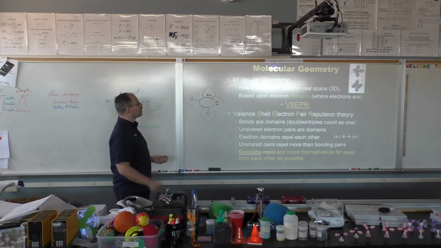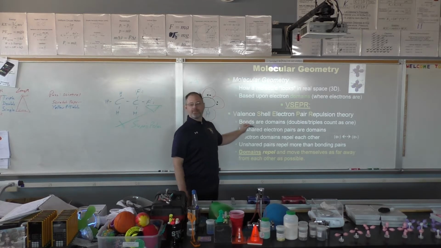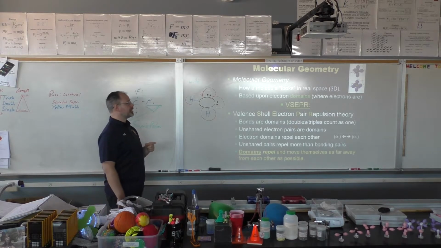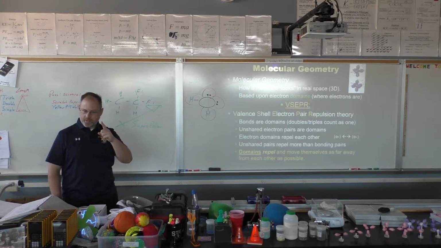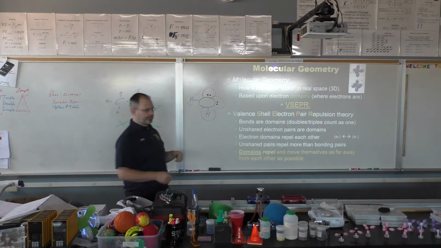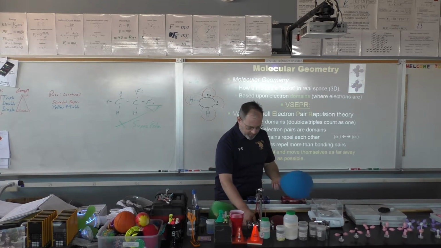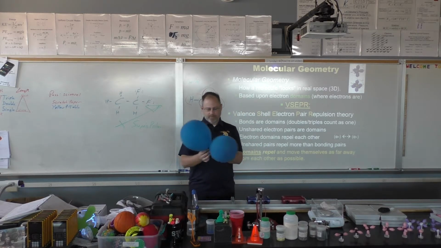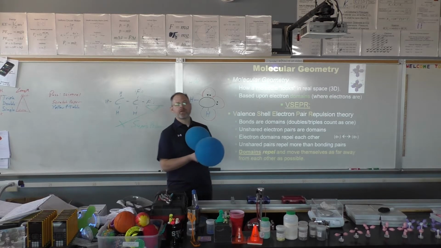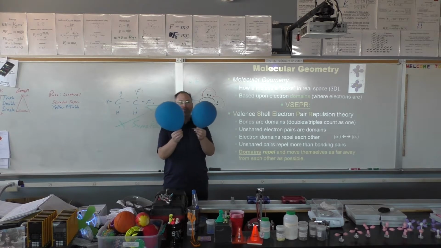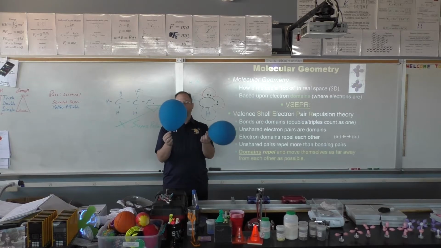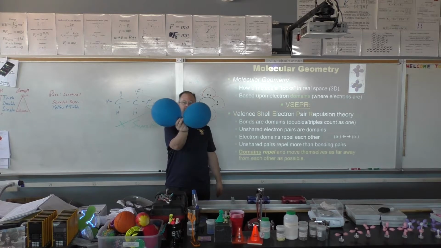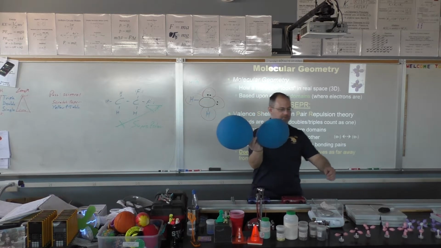Now, one thing that is important is that bonds or domains, doubles and triples still count as one domain. Double bonds and triple bonds still count as one domain. So, let's pretend this balloon is a domain, and this balloon is a wet domain, apparently, because it's in the sink. If you had two domains, and they wanted to get themselves as far away from each other as possible, what would they look like? Yeah, they'd look like that, right? So this is also this.